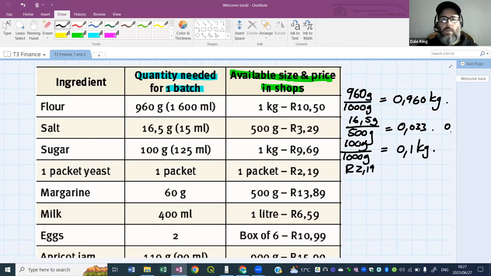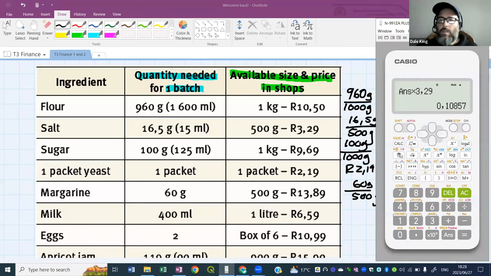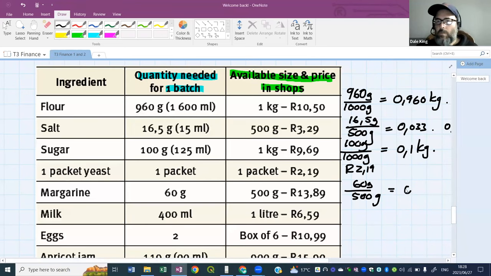All right, you guys. Yes, there we go. So we're going to say 60 out of 500. How much is that? 60 out of 500 is 0.12. All right, there's a decimal, 0.12.